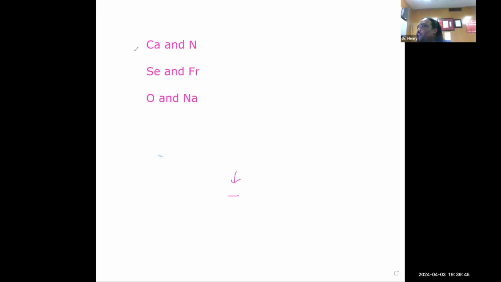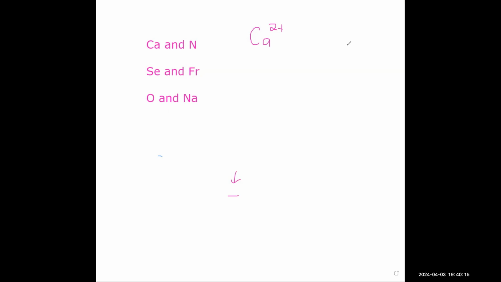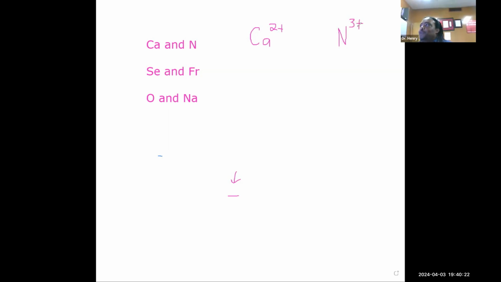Okay, so let's talk about the very first one. What is going to be the charge on each of the elements? Calcium is going to have what charge? It'll be two positive? That's right. And nitrogen? Three negative? And so then how many of each will I need?